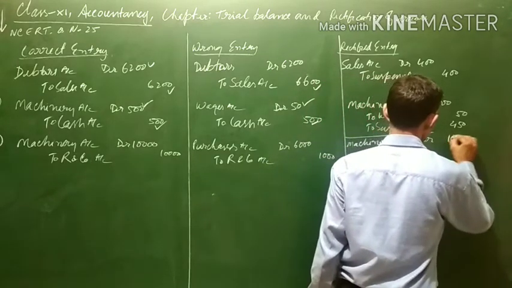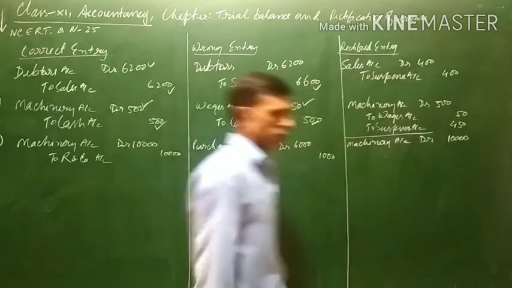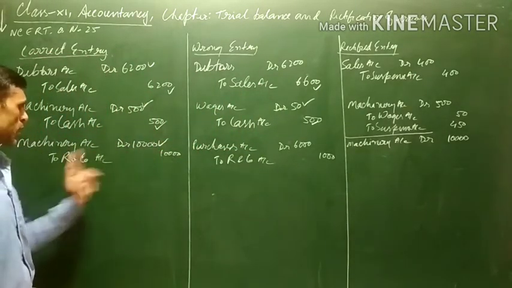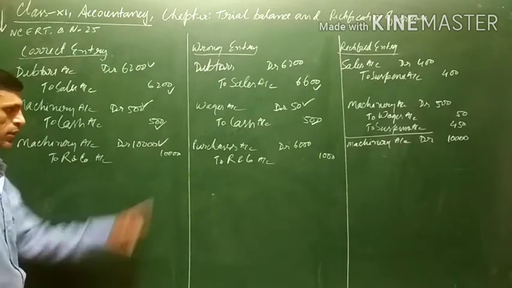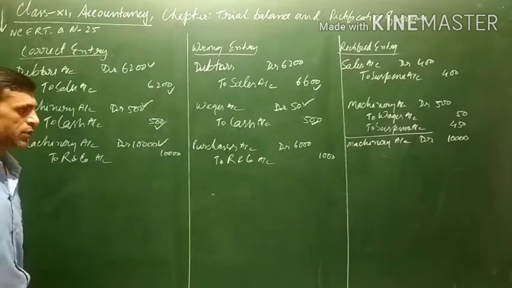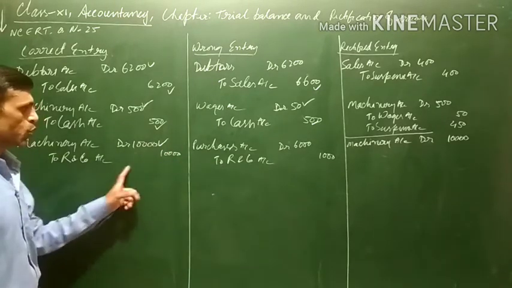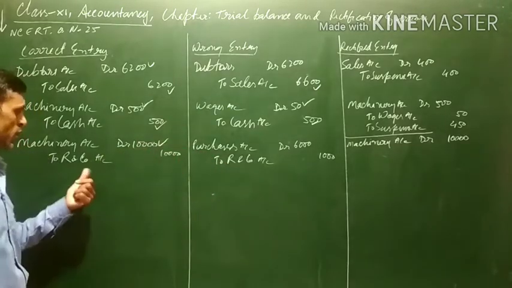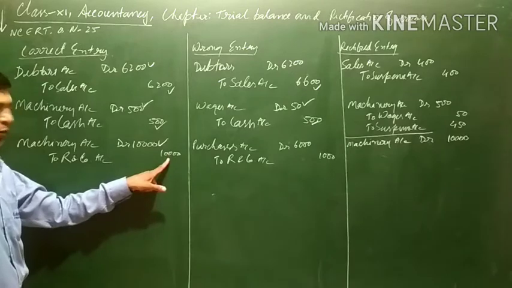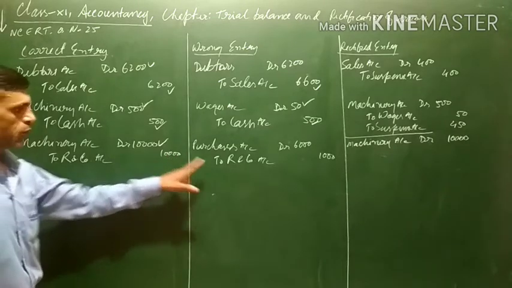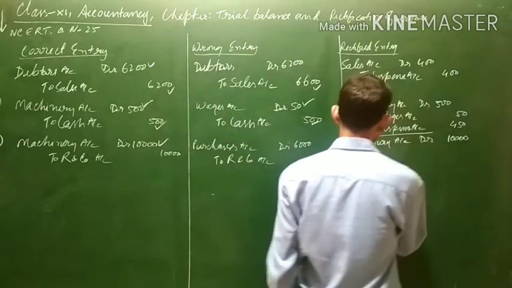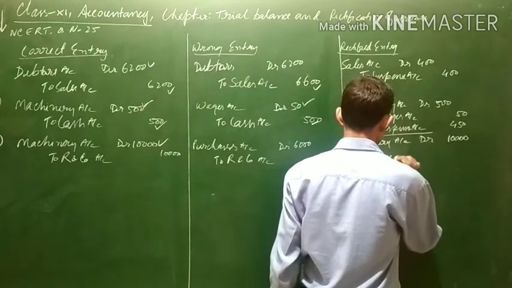Machinery account debit 10,000. This entry is over. R&R company should have been credited with 10,000, but it has wrongly been credited with 1,000 only. So we will credit R&R company with 9,000 more. You can see here the credit is required of 10,000, but only 1,000 credit is given. So 9,000 more credit is required to R&R company.